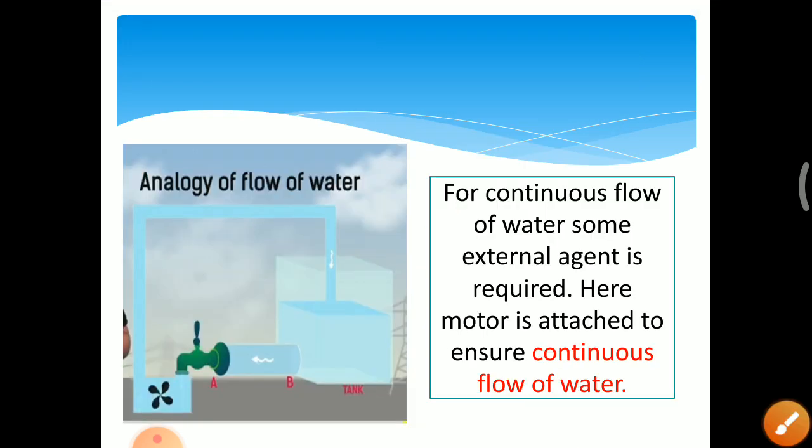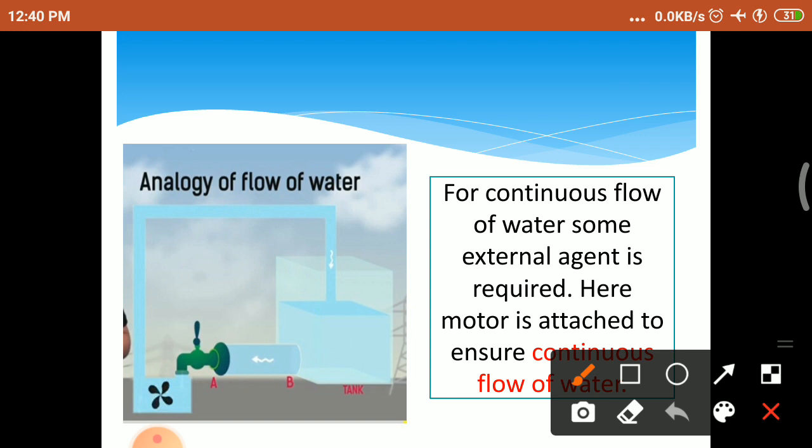For continuous flow of water, some external agent is required. So if I need a continuous flow of water in the tap, I need some external agent. So what is that external agent? Here a motor is attached to ensure continuous flow of water. So in the tap I connected the motor.